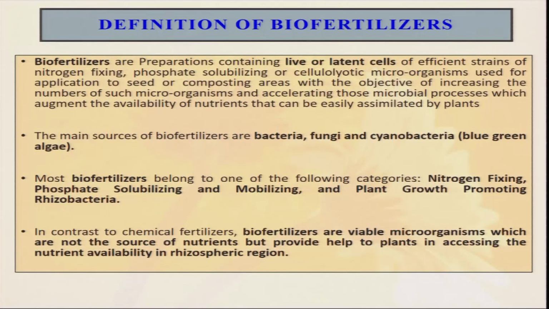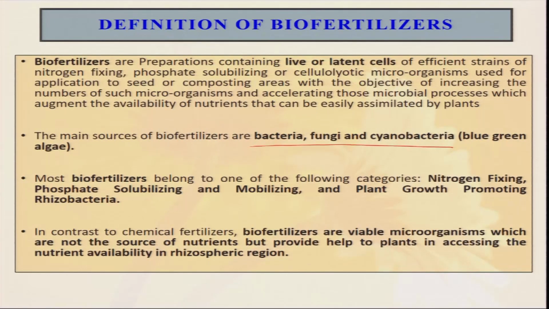So, what is the definition of this? This is the book's definition: it is a preparation containing live or latent cells of different strains of nitrogen fixing, phosphorus solubilizing or cellulolytic microorganisms, used for application to seed or composting. So, biofertilizers are living organisms. We culture these living organisms artificially and apply them along with the seed, or in spray or in the soil, with the aim of enhancing crop growth and productivity. They are called biofertilizers.